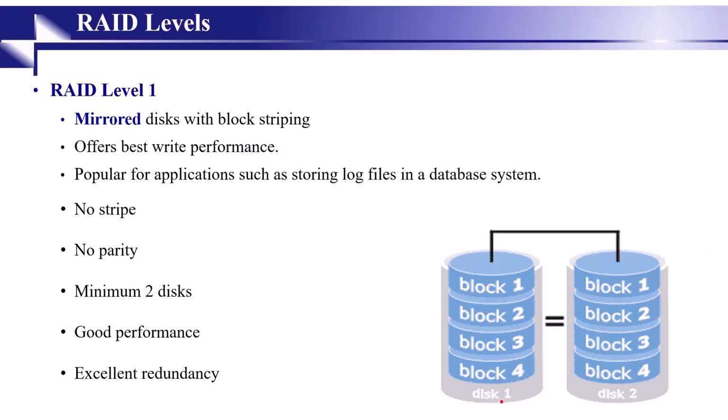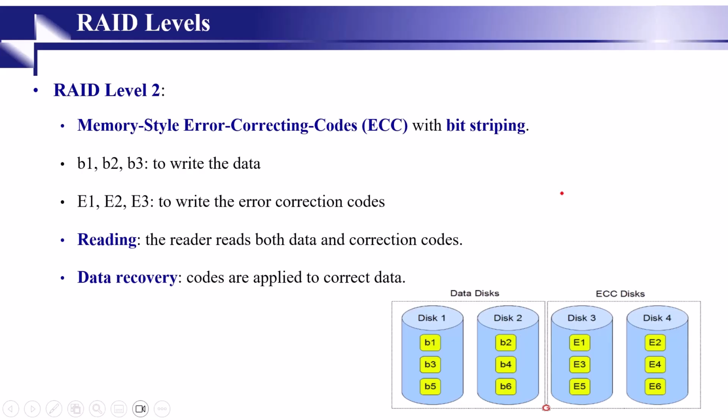So you can see here we have two disks and each block of data is copied twice. This is called mirroring. Each block of data is stored twice, one on one disk and another on another disk. So, with good performance and excellent redundancy, it's a solid choice when data safety matters. When we want to keep our data, we simply store it on two disks, and if we lose one, we still have a backup.